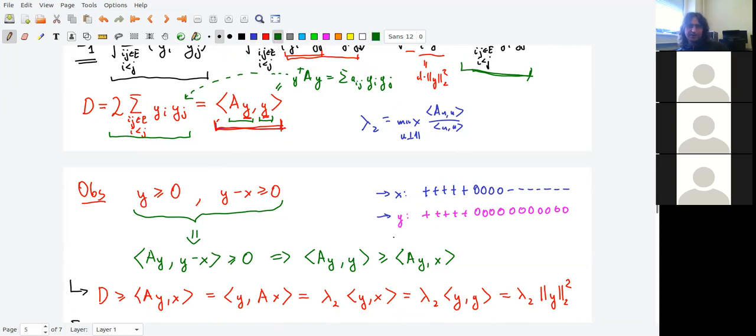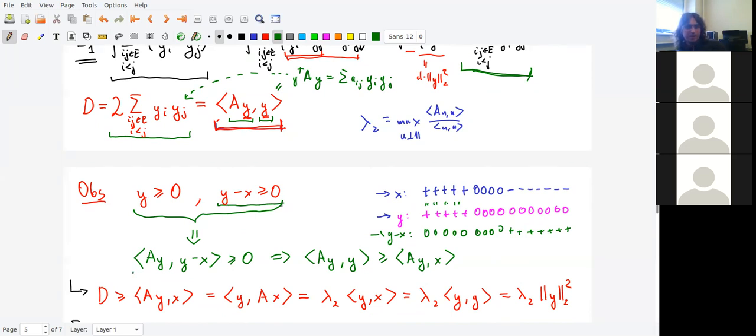If I now look at the vector y minus x, these positive entries are equal to each other, so they all cancel out. The zeros here also cancel out. And from these zeros I subtract the negative terms here, so they become positive. This is how the vector y minus x looks like. So this vector is also non-negative. It also has non-negative entries.